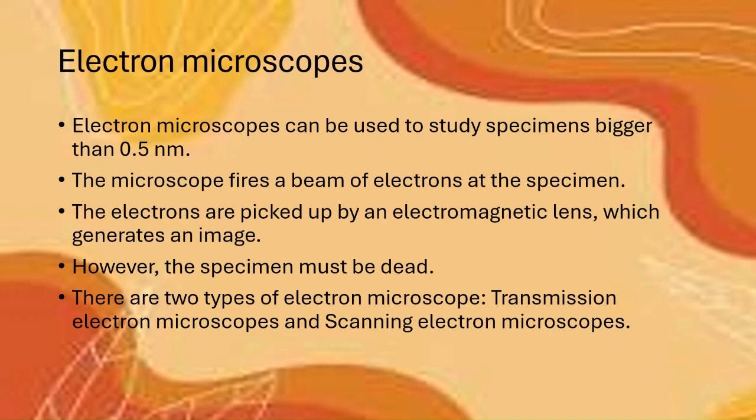Electron microscopes can be used to study specimens bigger than 0.5 nanometers, and the microscope fires a beam of electrons at the specimen. The electrons are picked up by the electromagnetic lens, which is what generates an image. However, the specimen used must be dead, and there are two types of electron microscopes you should know about. There are transmission electron microscopes and scanning electron microscopes.